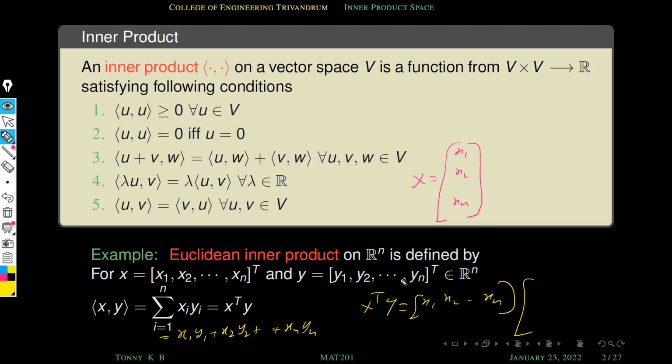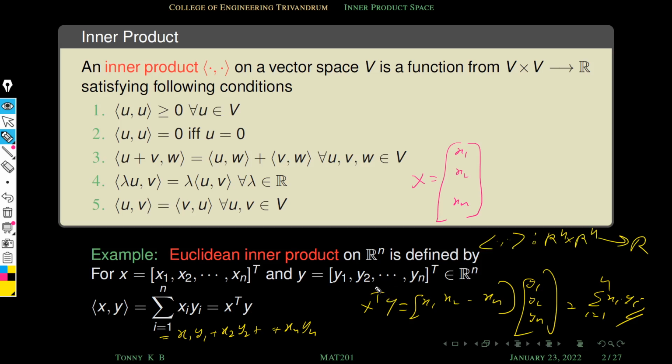That into y. What is y? y is a column vector, y1, y2, etc. yn. So what about its expansion? x1 y1 plus x2 y2 plus xn yn, the same as the sum of xi yi, where i is equal to 1 to n. Clear? That's why we can denote this inner product by x transpose y.